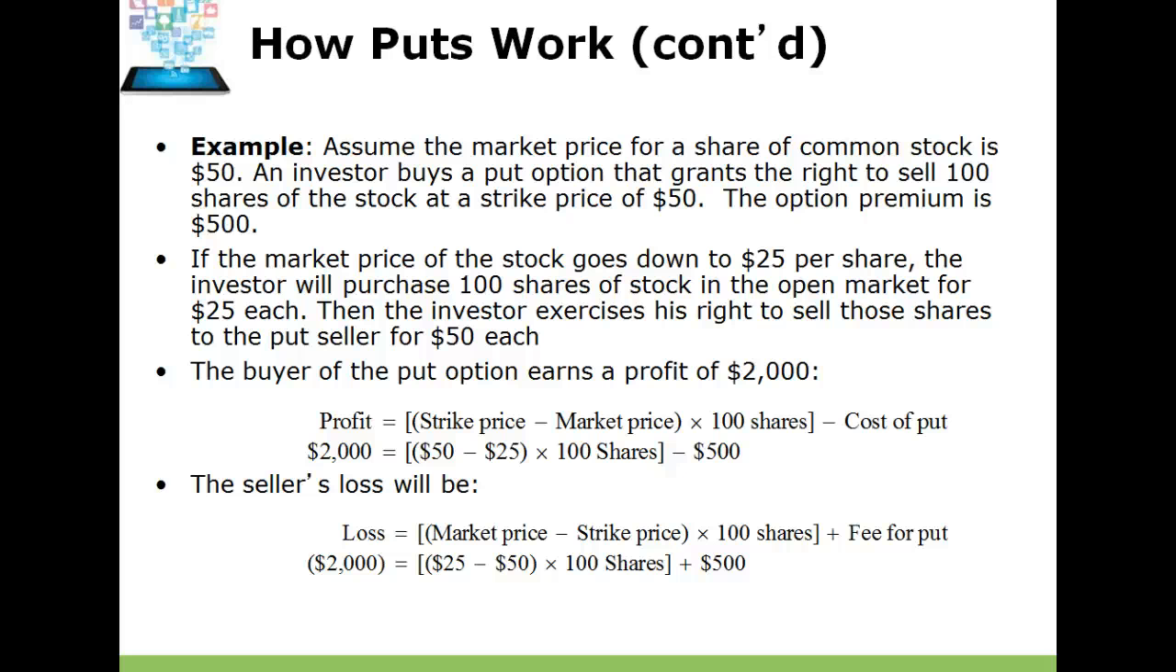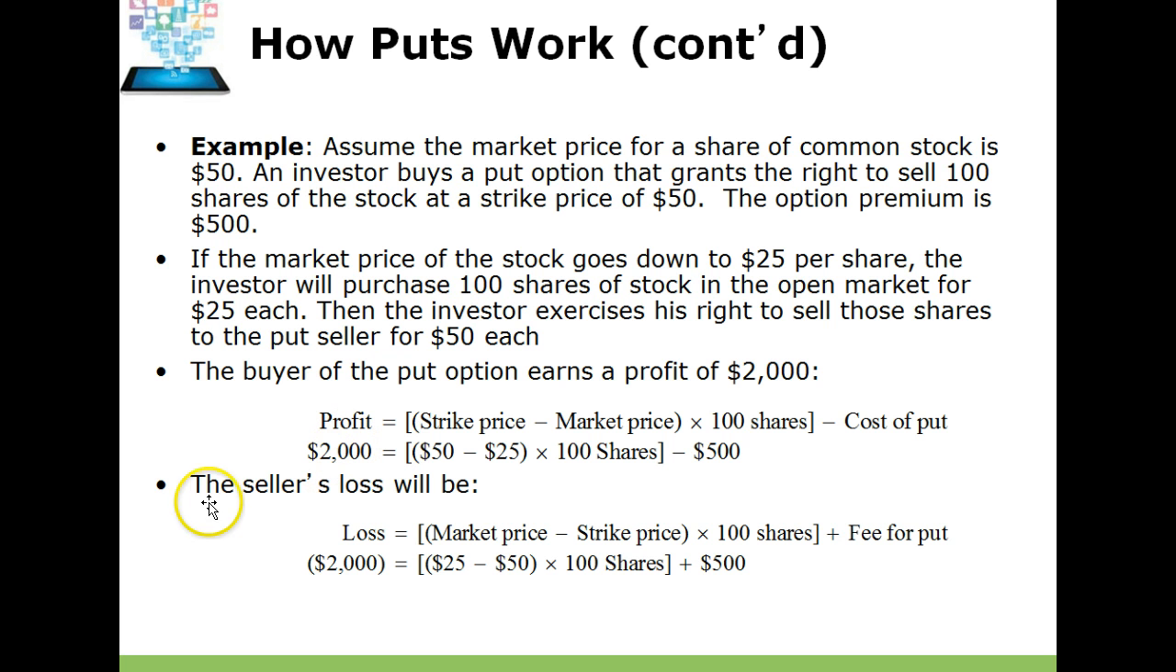back to the person who wrote the put contract for $50 a share. So the profit would be strike price minus market price, minus the premium I paid. So it'll be $50 minus $25, so it's $25 times 100 shares, which is $2,500, minus the $500. That is my premium. It leaves me with a profit of $2,000.